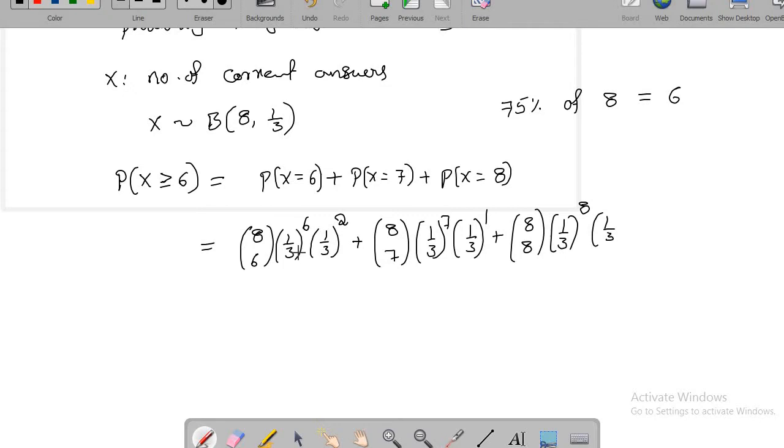Oh, what am I doing? It is 1 minus 1 by 3, so it must be 2 by 3. So this must be 2 by 3. This must be 2 by 3 power 0. Why? Because p is equal to 1 by 3, then 1 minus p, that is 1 minus 1 by 3. So that must be 2 by 3. So this is what q.